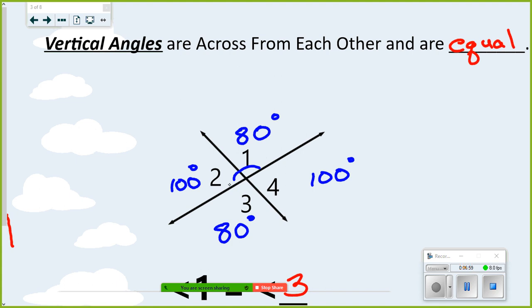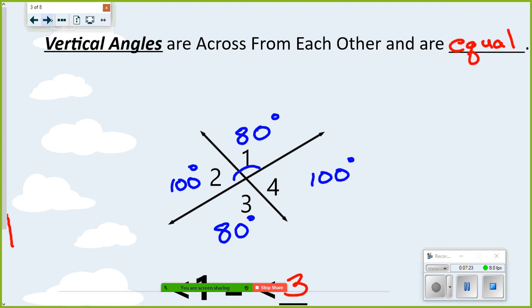Because here's a straight line, so from here to here is 180 degrees. So 1 plus 2 has to add up to 180. And 2 and 3 are also supplementary, right? And so are 3 and 4, and so are 1 and 4. So there's a few supplementary angles in there. Got it?